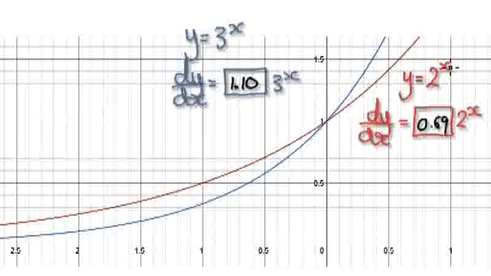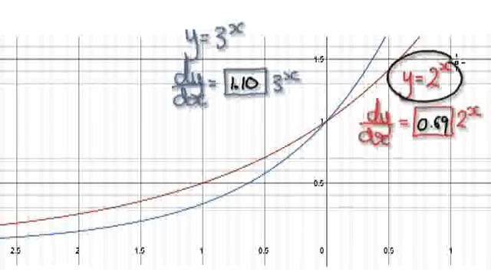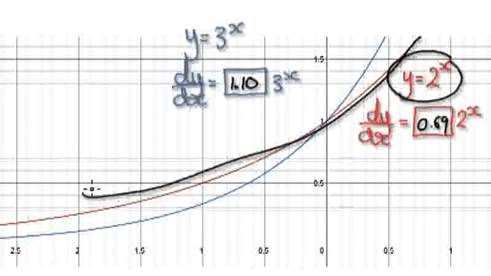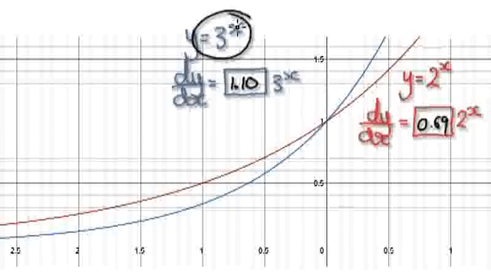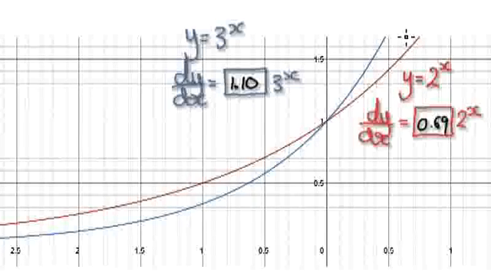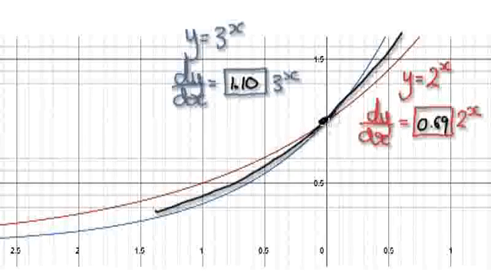So if you get yourself a graph plotter and plot y equals 2 to the power of x here, it will give you this red line here. If you get a graph plotter and plot this here, it will give you this blue line here. So in this exercise, your job is to find a y equals some base to the power of x that will give you a gradient of 1 here.